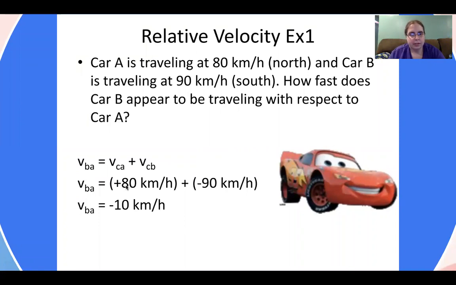Let's see, north, car A is traveling positive 80 because we said up would be considered positive. So plus 80 kilometers per hour, plus negative 90 kilometers per hour because that one's heading south in the opposite direction. So the velocity of car B with respect to car A would be negative 10 kilometers per hour.